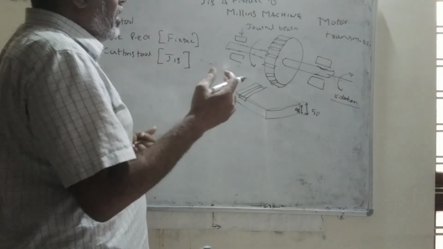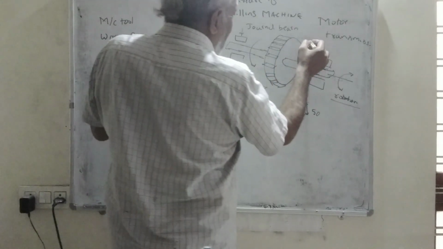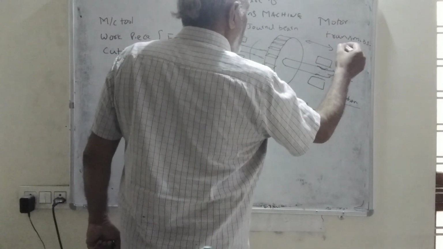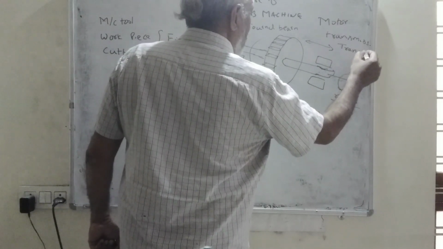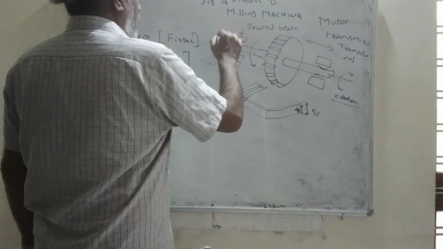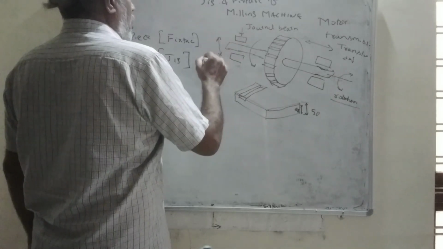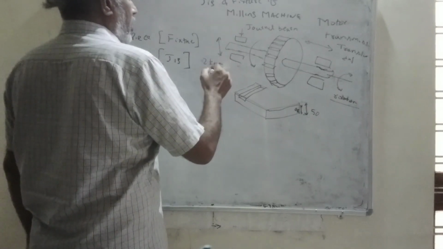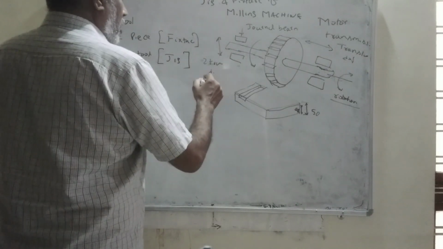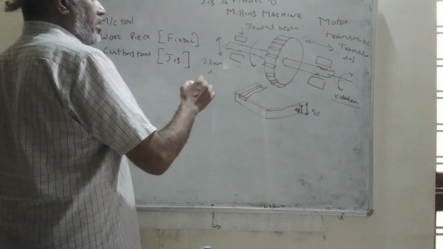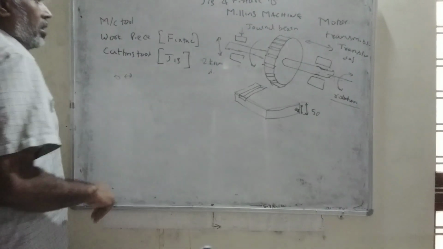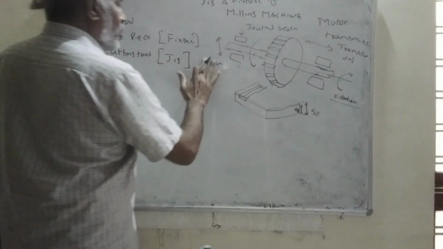The other degrees of freedom: we can move this cutter to the right or left, so we can give translatory degrees of freedom, and we can also move it up and downwards, two translatory degrees of freedom. Now, how many degrees of freedom does any object in space have? Six degrees of freedom.